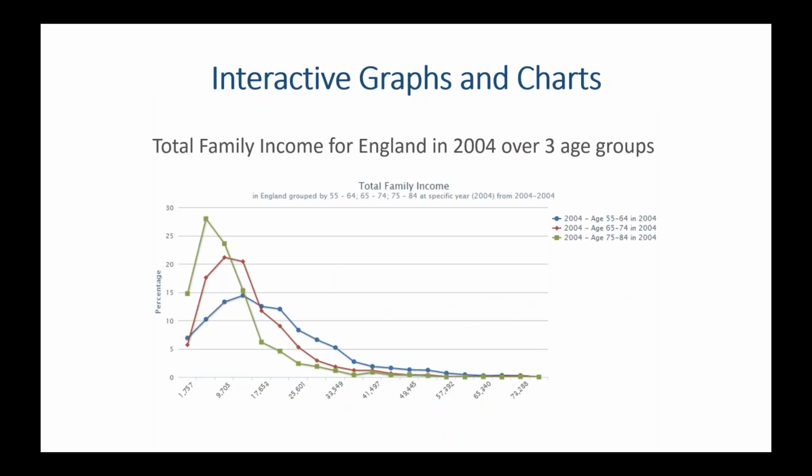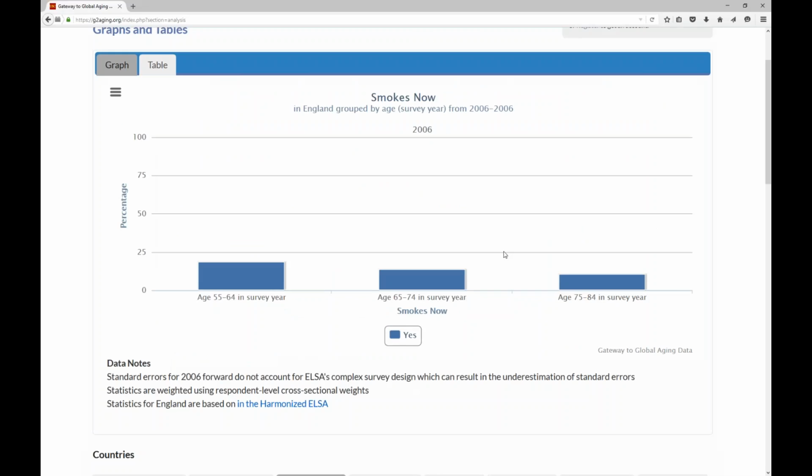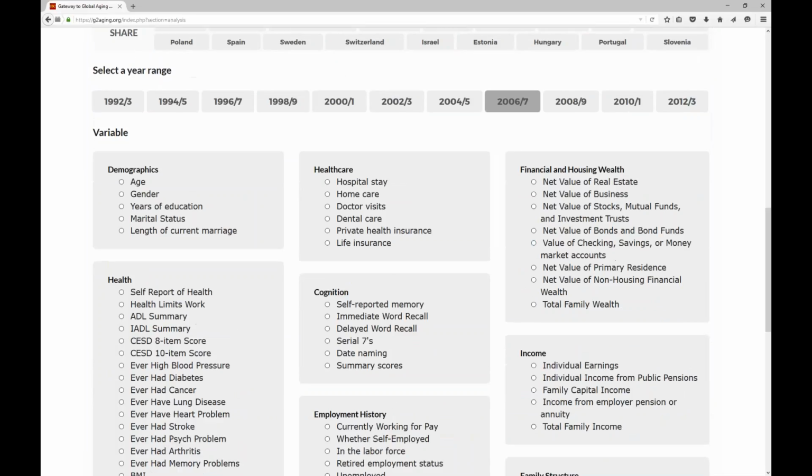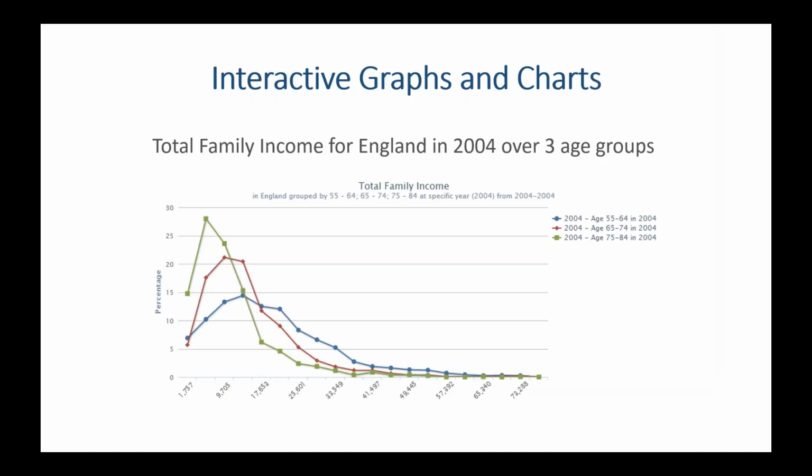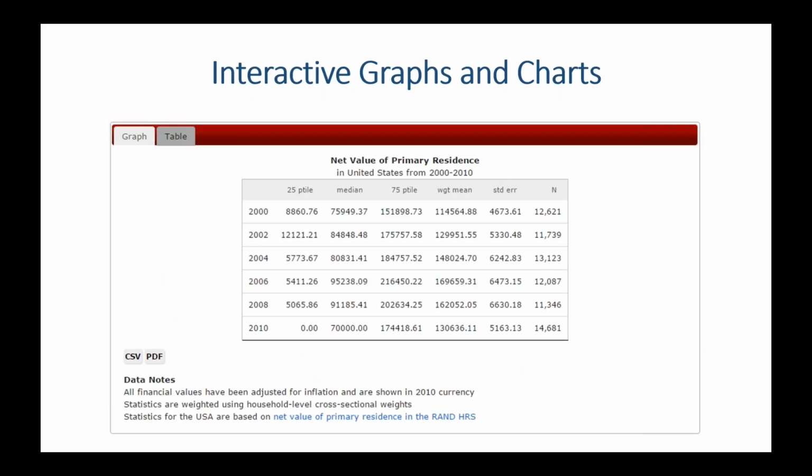If you're graphing, we also allow you to graph a number of income measures. We have financial and housing wealth measures and income measures. So these are financial measures. So this is total income, family income for England in 2004, and we look over 3 different age groups, just like we did for that last smoking example. And so you can see the distribution of income really changes by age groups, which you would expect as people move into retirement. And lastly, we'll look at something that kind of utilizes how longitudinal these data are.